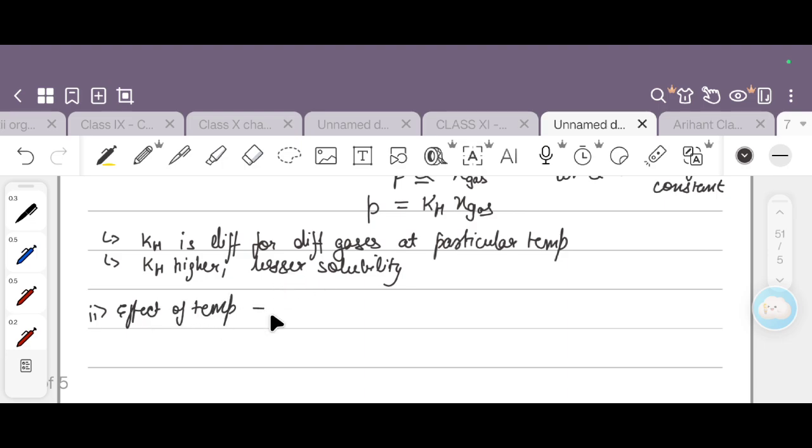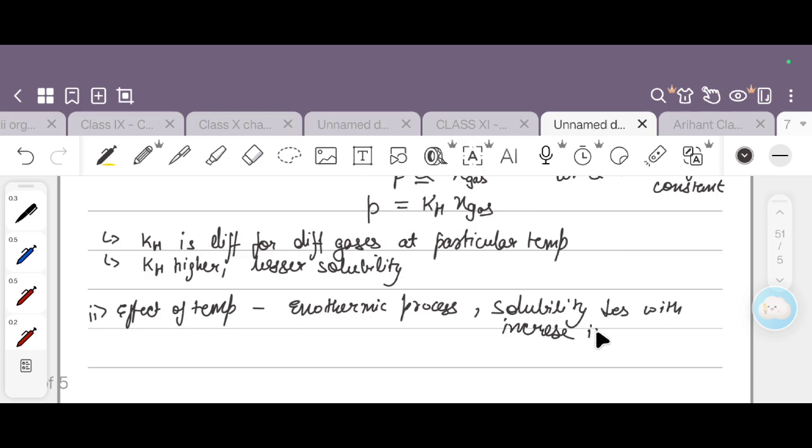Now dissolution of gases in liquid is an exothermic process. Then according to Le Chatelier's principle, solubility should decrease with increase in temperature. So these are the basics about the solution chapter.